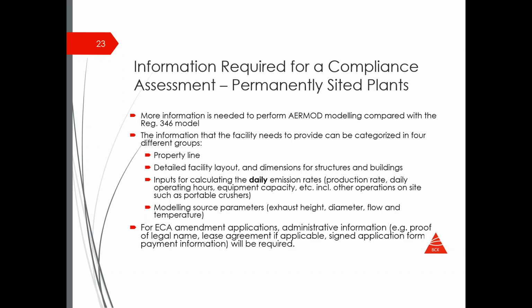Okay, so what are some of the information you have to provide to complete the assessment, especially for the permanently sited plants? Based on the discussion so far, in general, definitely there is a lot more information that's needed to perform AERMOD modeling in comparison to 346 modeling. We categorize this information into 4 different groups. The first one is your facility's property line, and that has to match with what we see in Google Earth. The second one is a detailed facility layout and dimensions for structures and buildings.